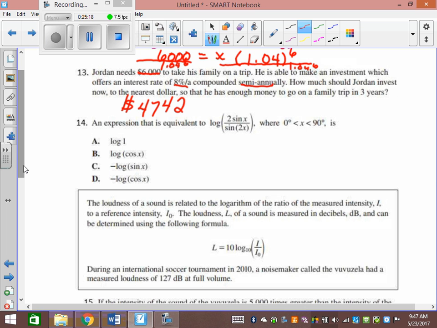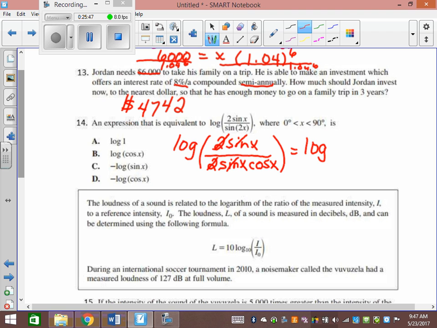Number 14, an expression that is equivalent to log 2 sine x sine 2x. Okay, so 2 sine x sine 2x. We're going to have to somehow replace. Sine 2x is the only one you can replace right off the bat. It's 2 sine x cos x. So we're going to get 2 sine x up here, and then sine 2x off the formula sheet is 2 sine x cos x. The 2's cancel, the sines cancel, and you're left with log 1 over cos x.